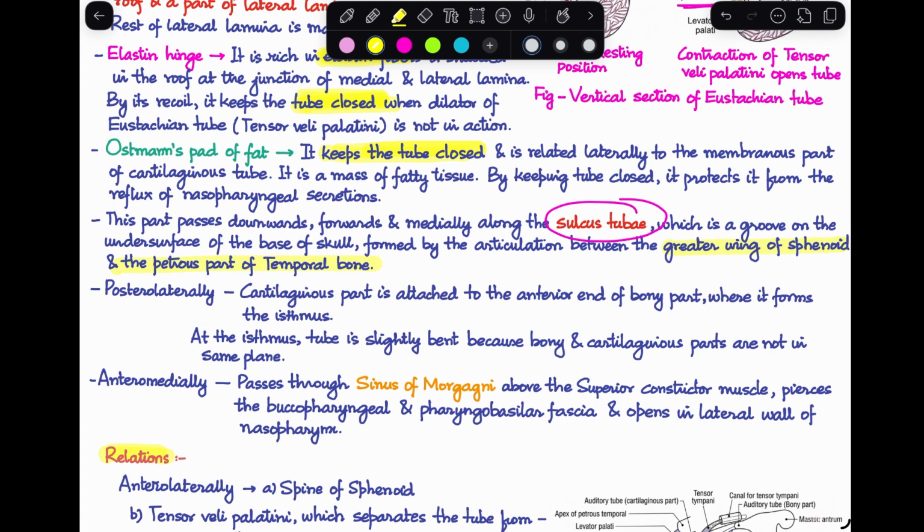Now, posterolaterally, the cartilaginous part, as you know, is attached to the anterior end of the bony part, because we mentioned how this is the tympanic cavity, this is the bony part, then we have the cartilaginous part, and this is the nasopharynx. So posterolaterally it is attached to the anterior end of the bony part where it is forming the isthmus, and at this isthmus the tube is actually not straight. It's not a smooth transition from the bony to the cartilaginous part. At the level of the isthmus, the tube gets slightly bent because the bony part and the cartilaginous part are not lying in the same plane.